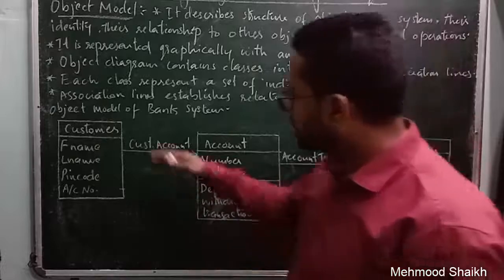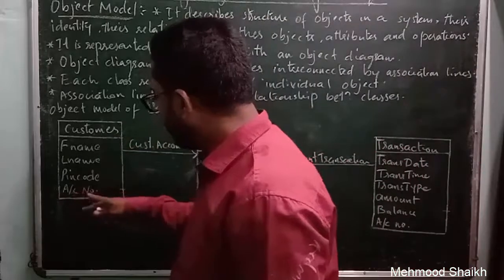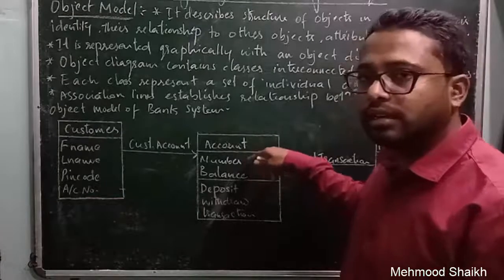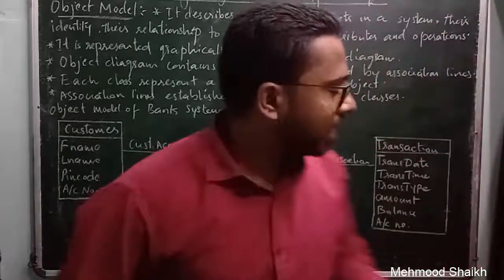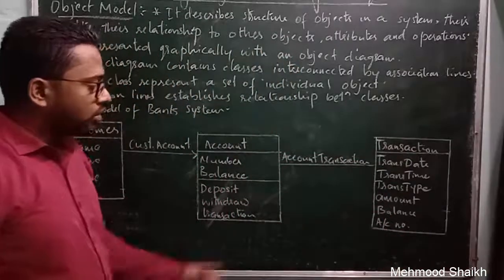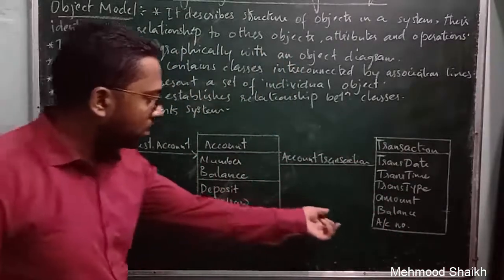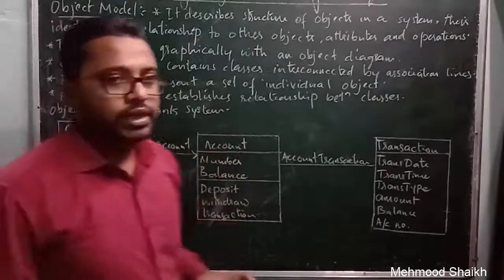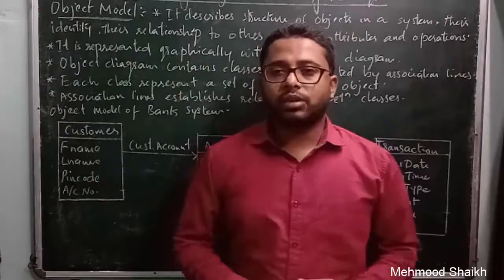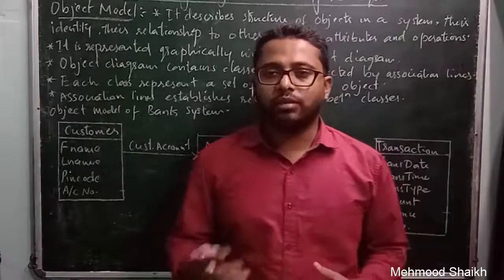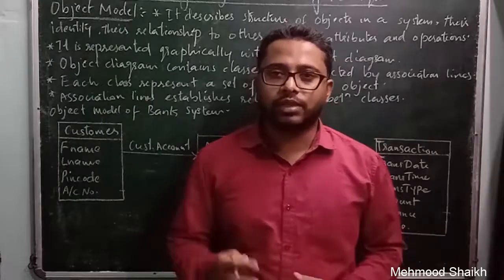Now you can see this customer has a field called account number, and this account number field is present in this class as well, and the account number field is present in this transaction class as well. So these common fields help us make the relationship between various objects. Now this is everything about the first type of object modeling technique, which is the object model, and now we will see the next part of the object modeling technique, which is the dynamic model.